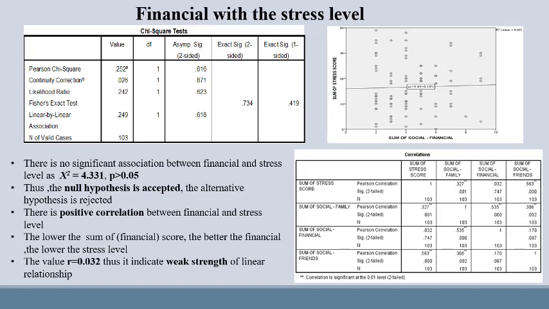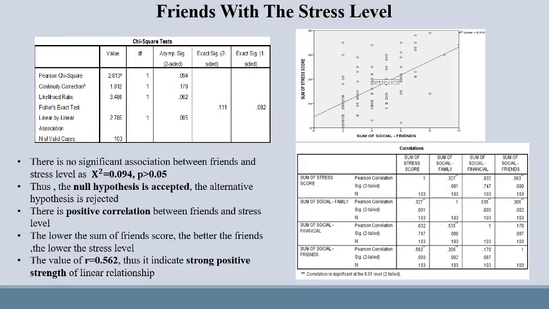According to the financial factor with the stress level, there is no significant association between financial and stress level, as Pearson chi-square was 4.331, p-value more than 0.05. Thus, null hypothesis is accepted, the alternative hypothesis is rejected. There is positive correlation between financial and stress level. The value of R 0.032, thus it indicates a big strength of linear relationship.